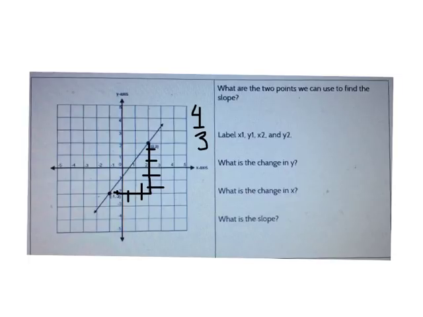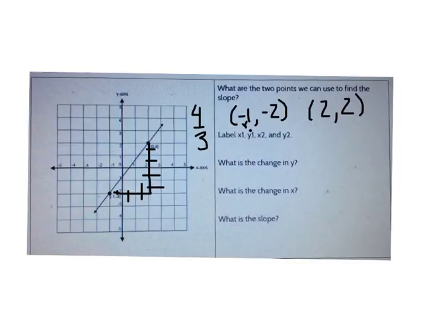First, we're given 2 points. Let's write those on our paper: -1, -2, and 2, 2. We can label our x1, y1, x2, and y2.